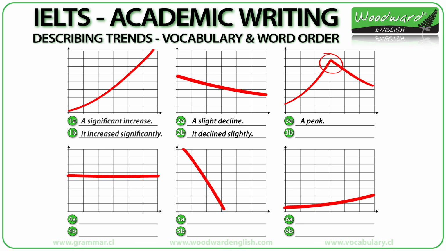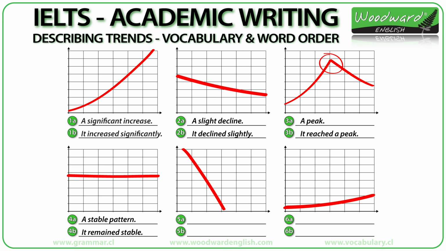We don't normally use an adjective with peak as it refers to the highest point of something. What verb do we use with peak? We say it reached a peak. What does graph 4 say? It shows a stable pattern or stable trend. How can we change this to include a verb? It remained stable.